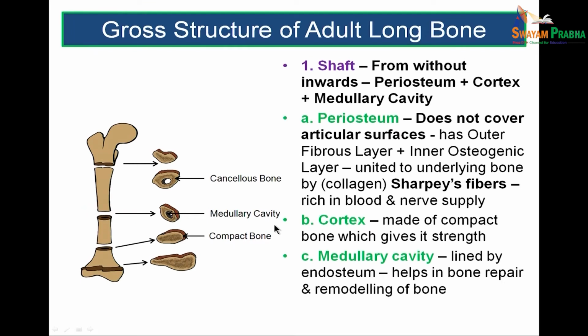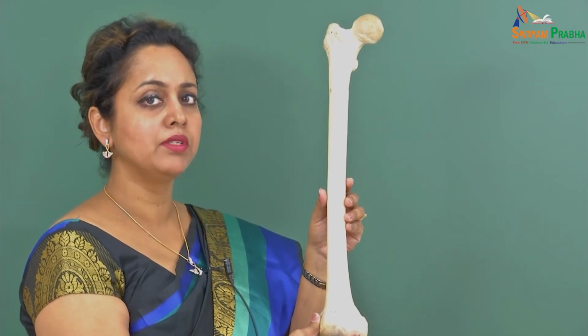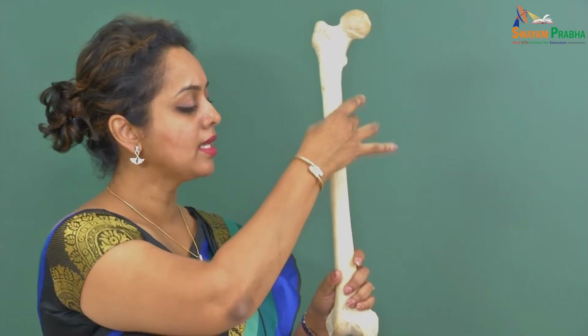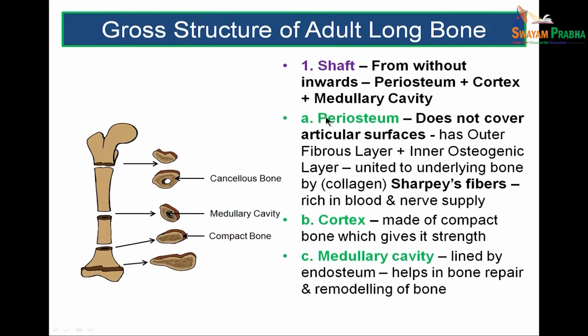What is the gross structure of an adult long bone? If we take a long bone, the femur again, there is an outer cortex. I told you there is a medullary cavity inside, and the cortex is covered by a layer of fibrous tissue called the periosteum. The periosteum does not cover the articular surface. It has an outer fibrous layer, an inner osteogenic layer, and it is connected by Sharpey's fibers.